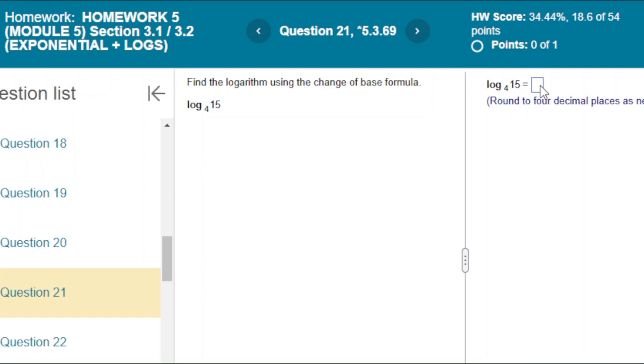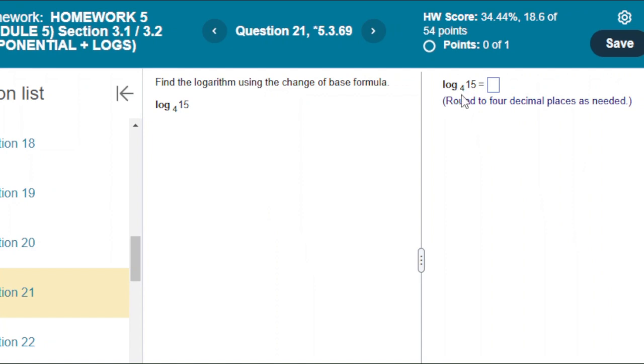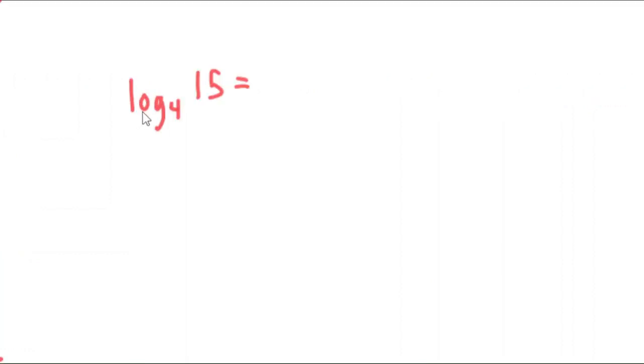Well, how could we figure this out? Even with a calculator, how can you figure it out? Because your calculator likely won't have a log base 4 button on it. So how do we do log base 4 of 15? Well, we're going to need to use the change of base formula, that we can change our base here to any base that we want. We can write log base 4 of 15.